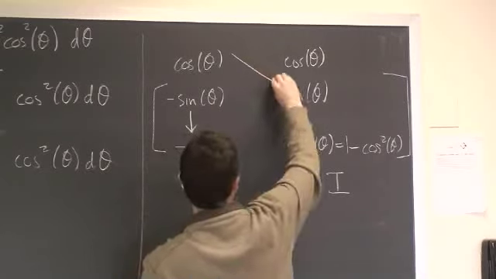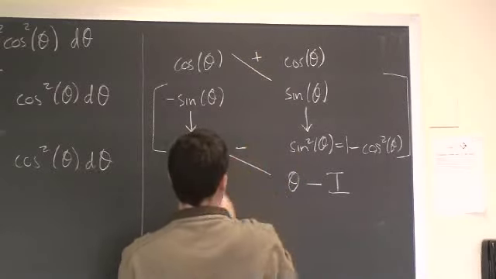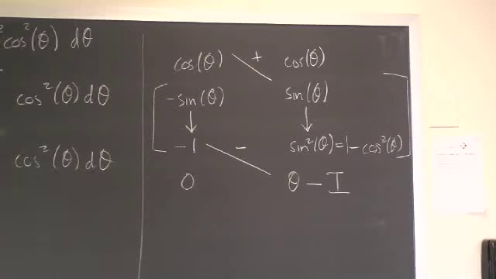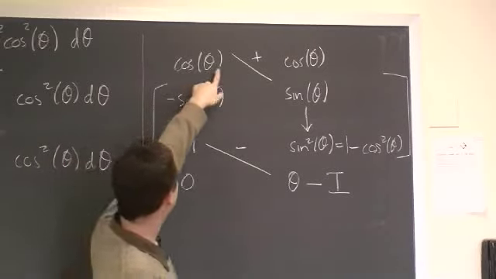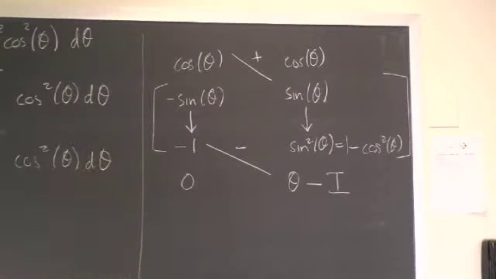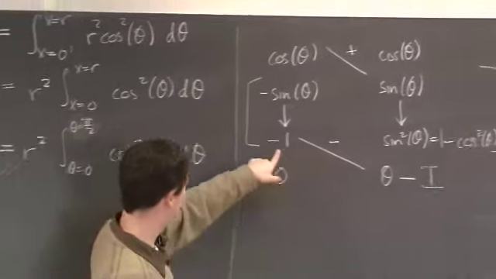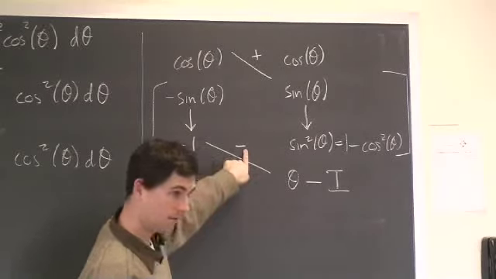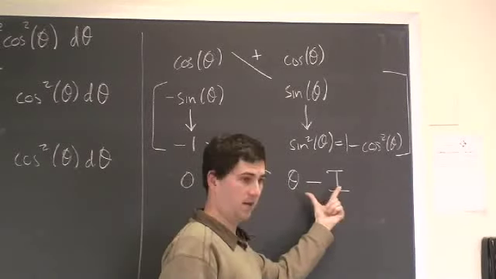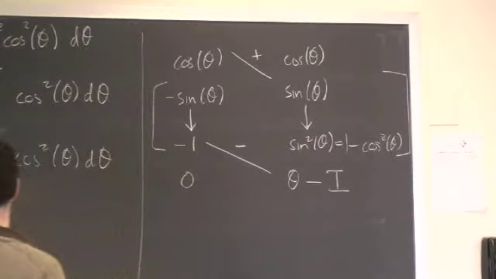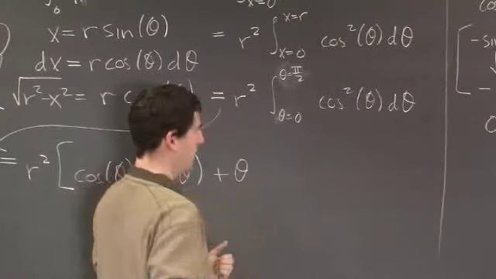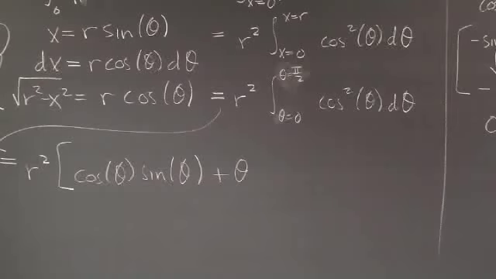So we draw in our lines, plus minus. Okay. So let's see what we're going to get here. We get R squared. Now the integral of cosine squared is going to be cosine times sine. Then we have minus minus, which is going to be plus, theta minus I. Right? So we get a plus theta. Now what's going to happen to that minus I?